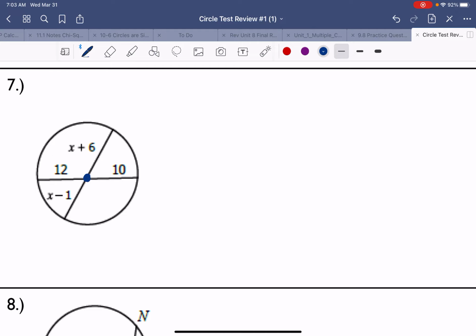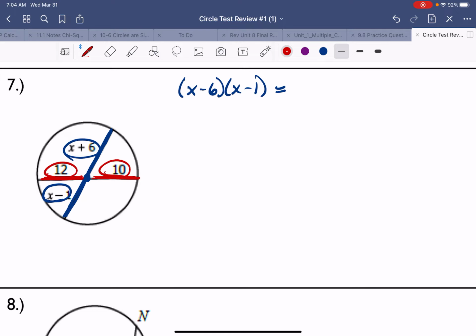So here we have an intersection that's inside of the circle, and this time what they gave us were the segment lengths. So I'm going to look at these segment lengths, okay? And again, the relationship that you have to understand between the segment lengths is that you can multiply the two parts of the same segment, so x minus 6 times x minus 1, and that's going to be equal to the measure of both of the other lengths of the other segment.